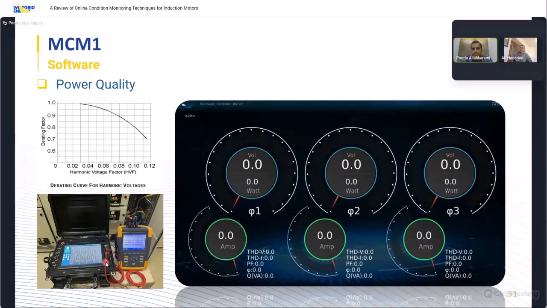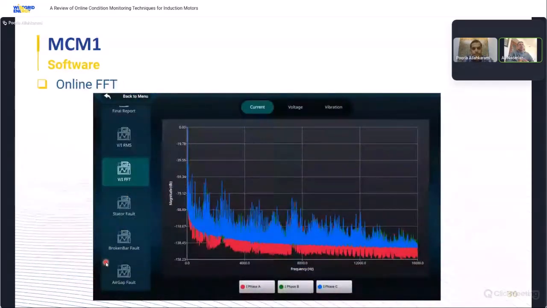Power quality is a bonus here, and it's really hard to find commercially available tools that go beyond the 50th harmonic. If you really want to measure hundreds of harmonics, I'm not sure what kind of tools could be available here.